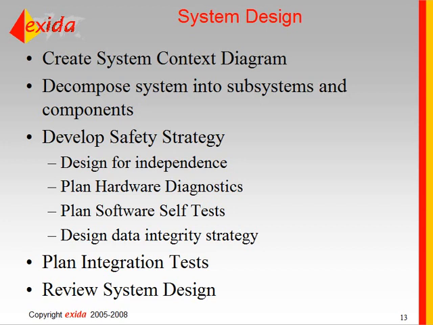And then you develop a safety strategy during the system design. And so design for independence is part of that safety strategy. As you break down the design into different systems, into different subsystems and components, you can show that certain components are independent from the others, meaning that they cannot influence the others. In other words, if they fail, they cannot cause the others to fail.